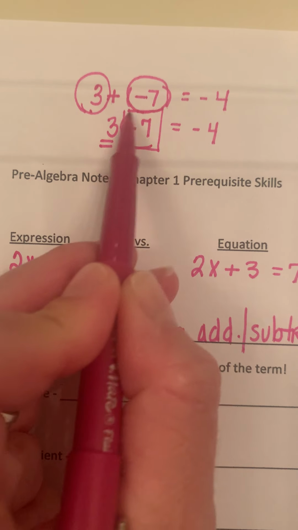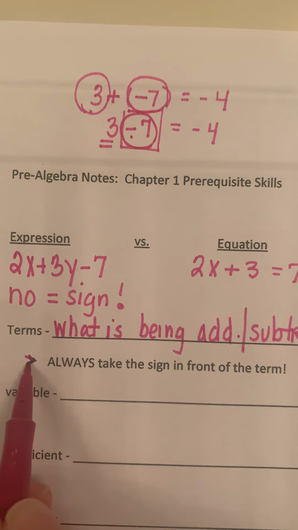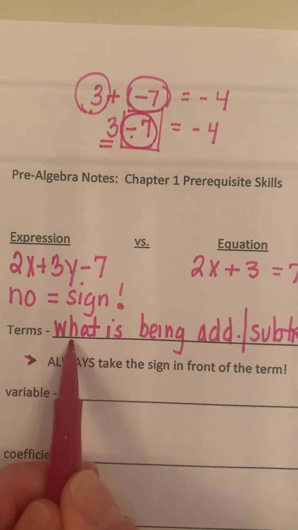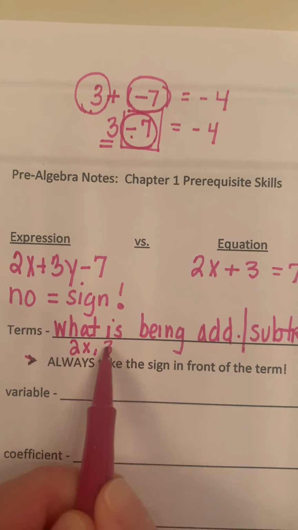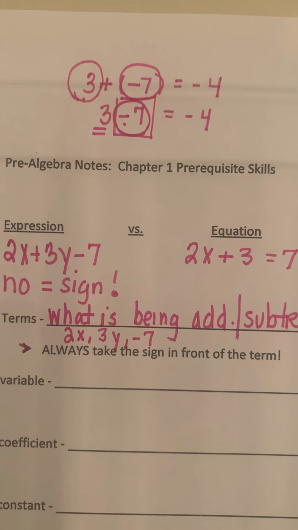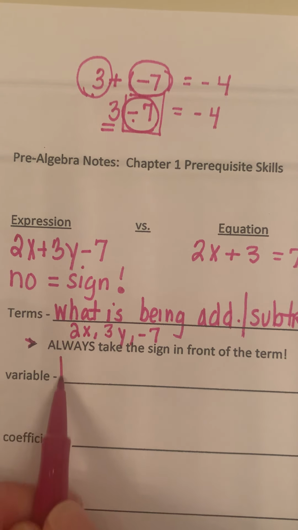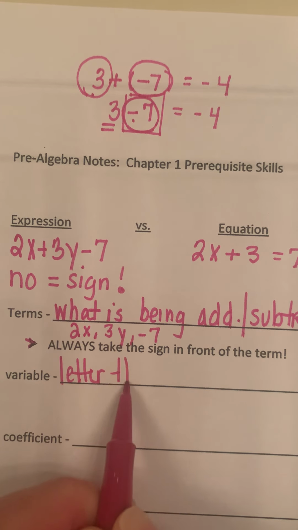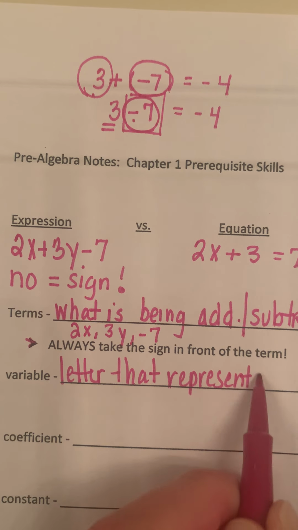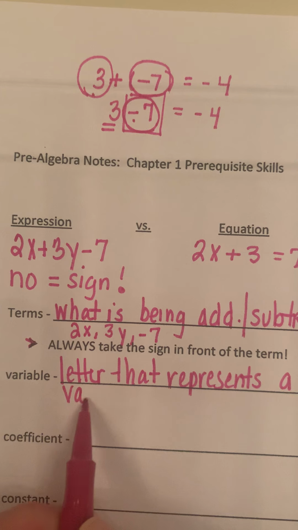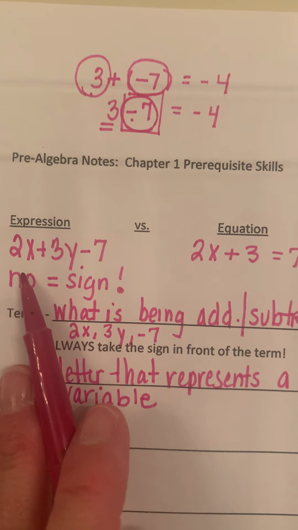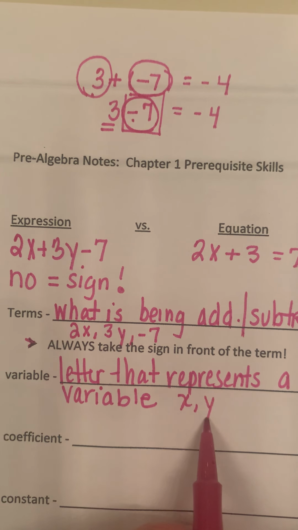So when you're naming the terms, you always take the sign in front, and that's what this says down here. If I wanted to name my terms here, your terms would be 2x, 3y, and -7. You take that negative. The variable is just the letter in each term. If you go back to this example, you see the variable x and the variable y.